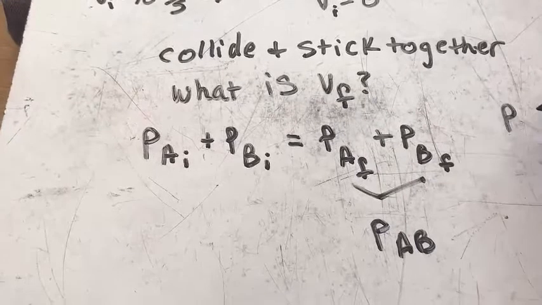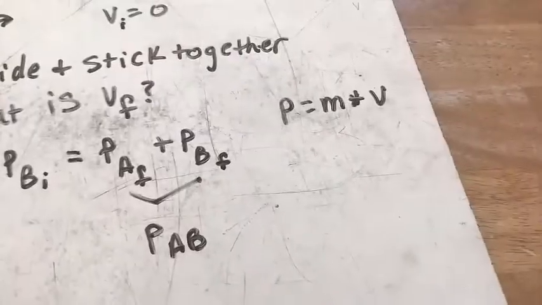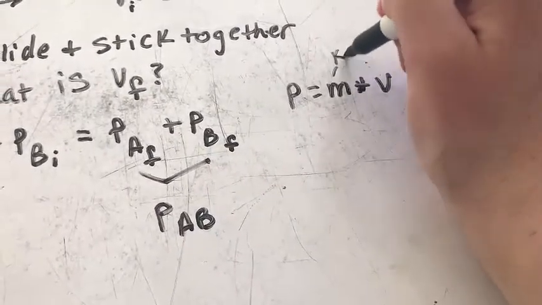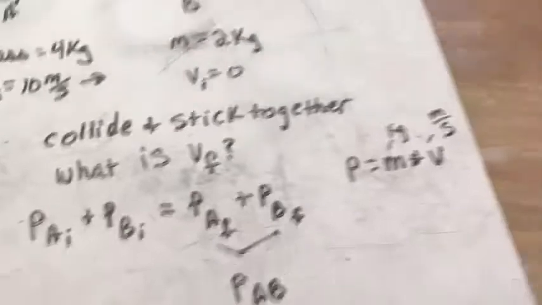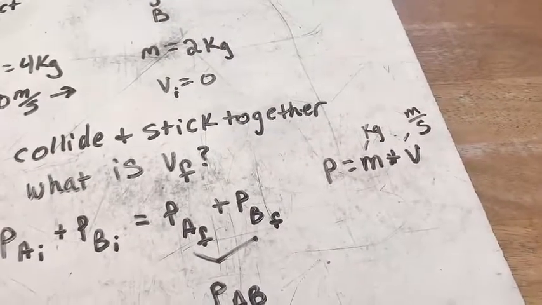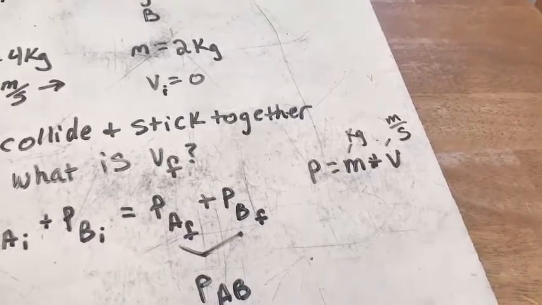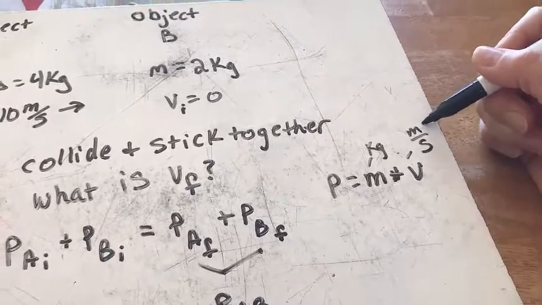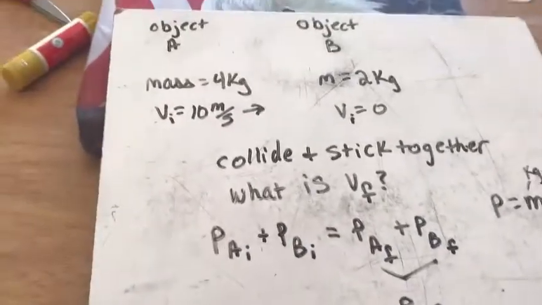Now, a couple of things to remember. Remember that momentum is equal to mass times velocity, so you have to have your mass in kilograms and your velocity in meters per second. In the video, for example, the masses are given in grams, so remember to divide by 1,000 to convert them to kilograms. Also, the ruler is marked off in centimeters, so remember to convert to meters by dividing by 100.